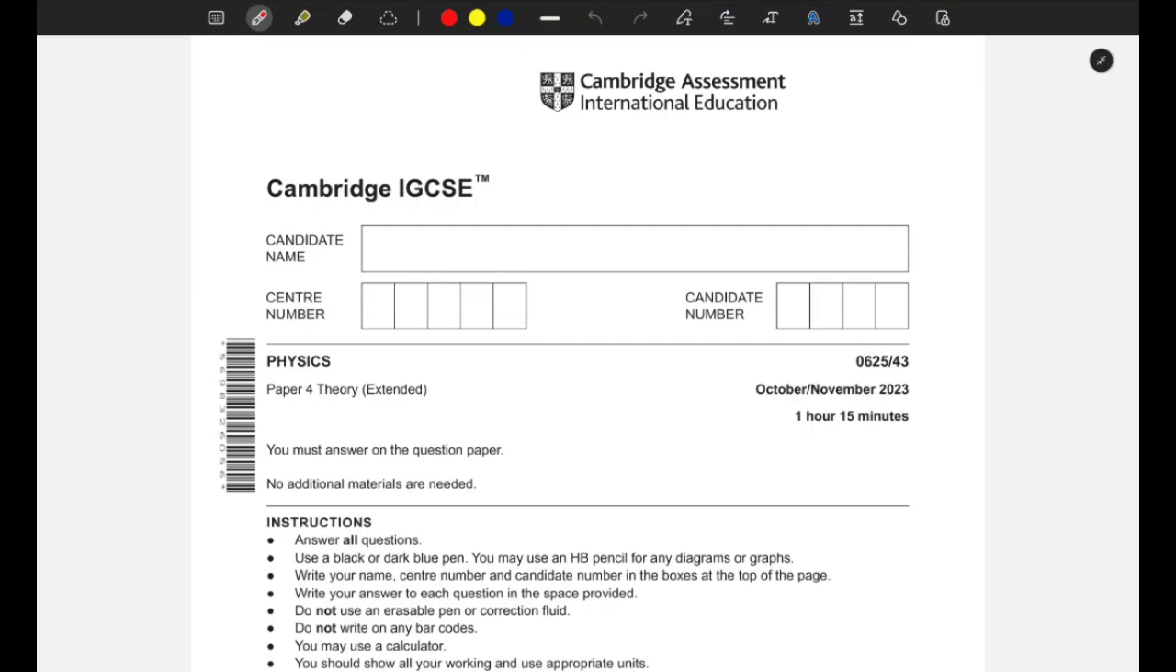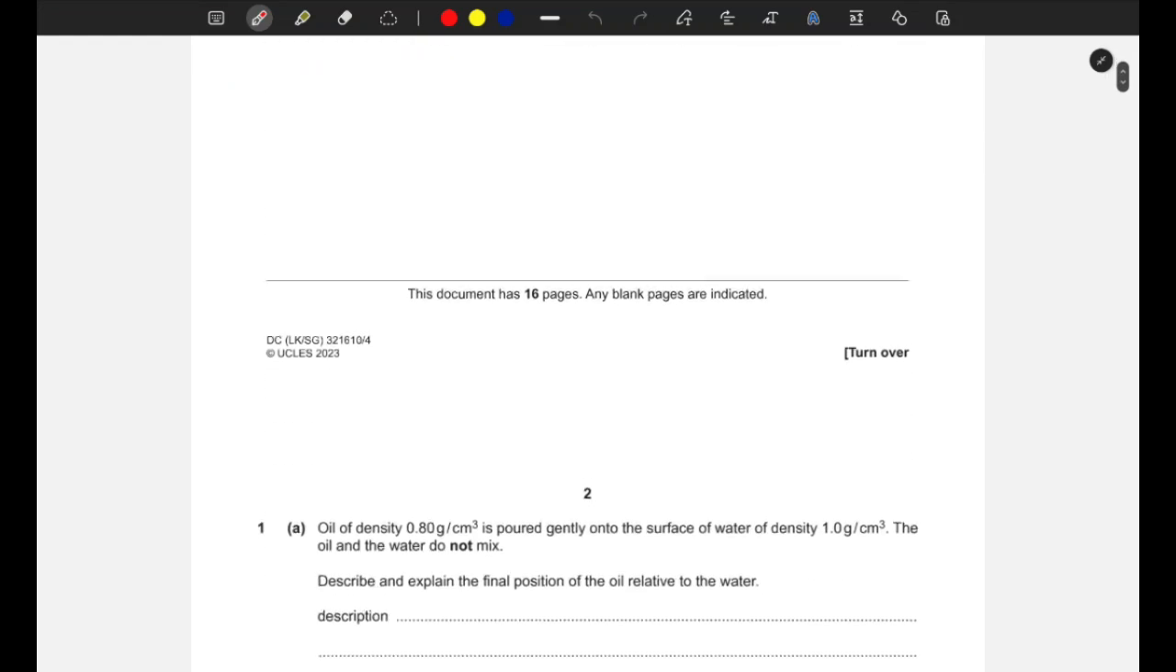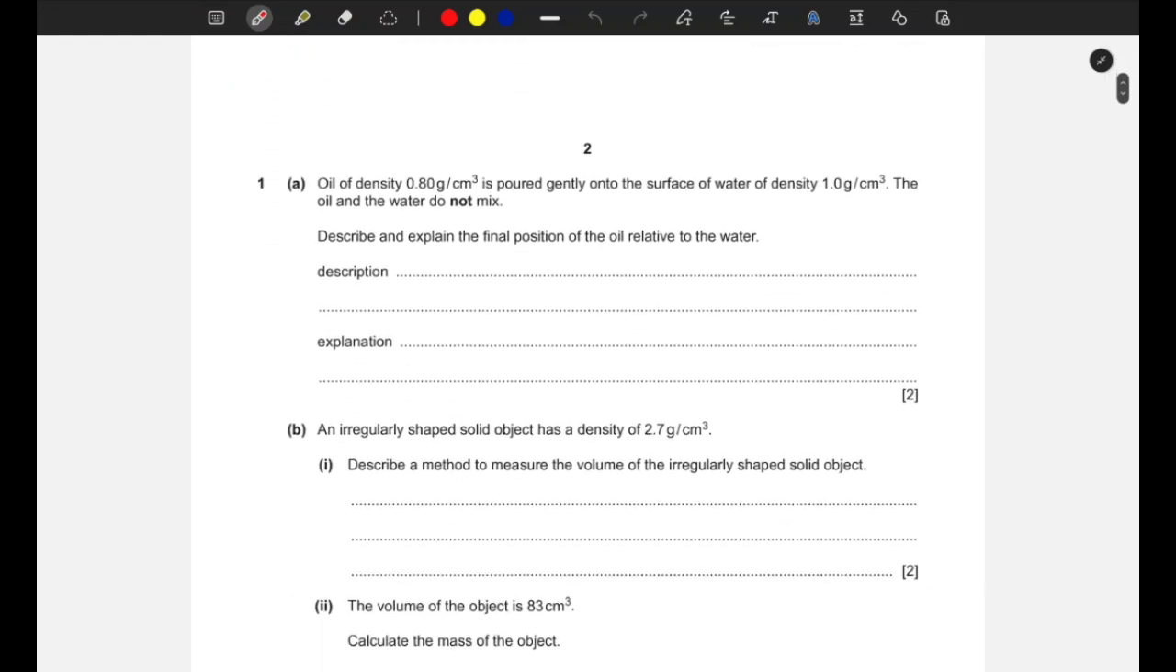And in today's video, I'll be going through IGCSE Physics paper 4 for the October-November series, and I'll be going through paper 43. I've done paper 41 and 42, so if you haven't checked them out, make sure to go to my channel and check them out. So today I'll be going through the paper, going through each question and explaining how to do each and every question. So let's start with number 1.